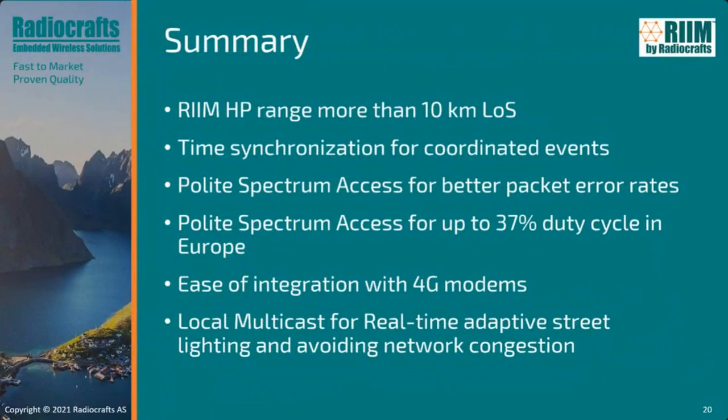So to summarize what we spoke about today, we spoke about the main features of RIIM 2.0, which make it suitable for street lighting. We discussed RIIM's high power. We said that it can reach more than 10 kilometers line of sight between one hop, and the RIIM can support up to 28 hops.